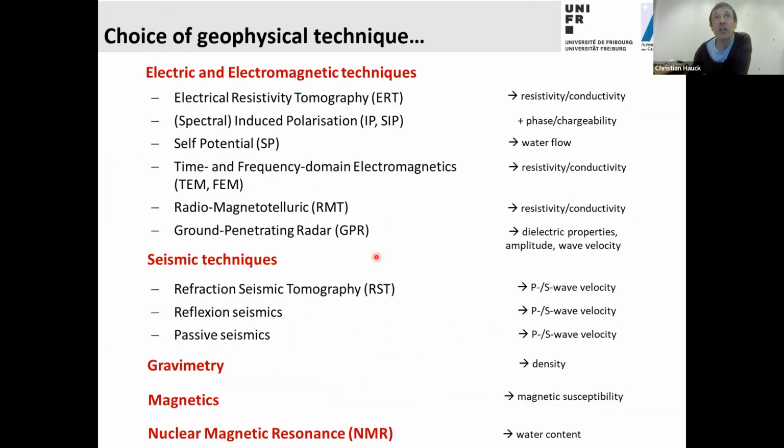And again, I will not go into detail, but of course, we have many more possibilities if we want to look at the geophysical variables of interest, like resistivity, conductivity, like P and S wave velocity, directed properties, etc.